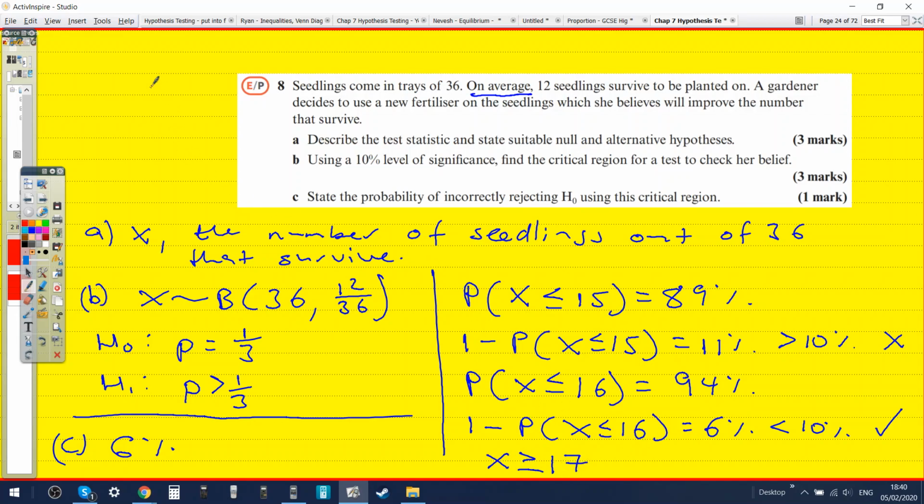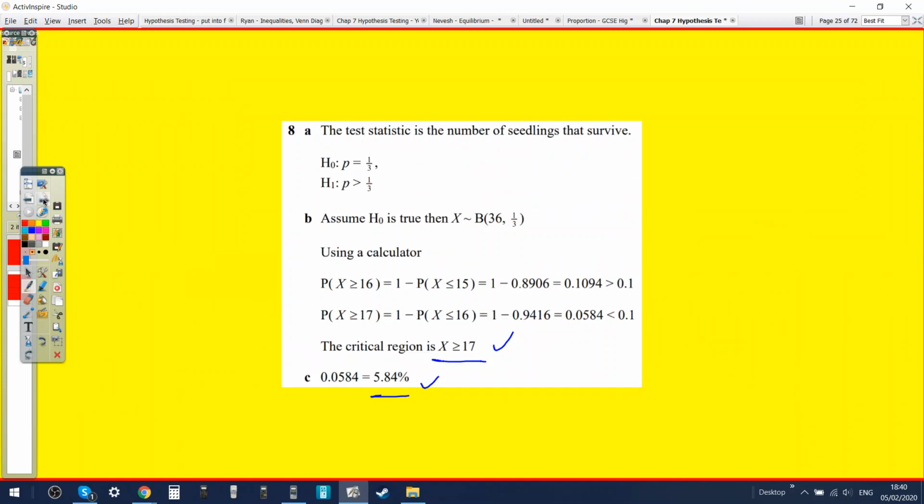Any questions there? Wait, I don't understand the last bit, how you said we get 16 and then it becomes 17. It's because we have to do 1 minus. So if 16 or less is not the critical region, then 17 or more is the critical region, because 16 isn't included in it. 16 is included in the less than region. So the critical region starts from 17. Okay. Bingo.